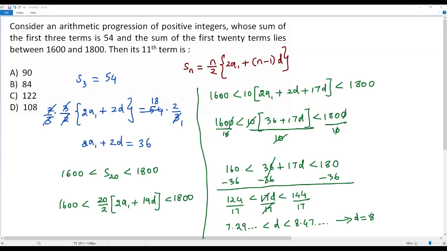Now what I can do is plug in d equals 8 into this equation and solve for the first term a1. Let me do the work over here. So let me take that equation as it is. It is 2a1 plus 2d equals 36.